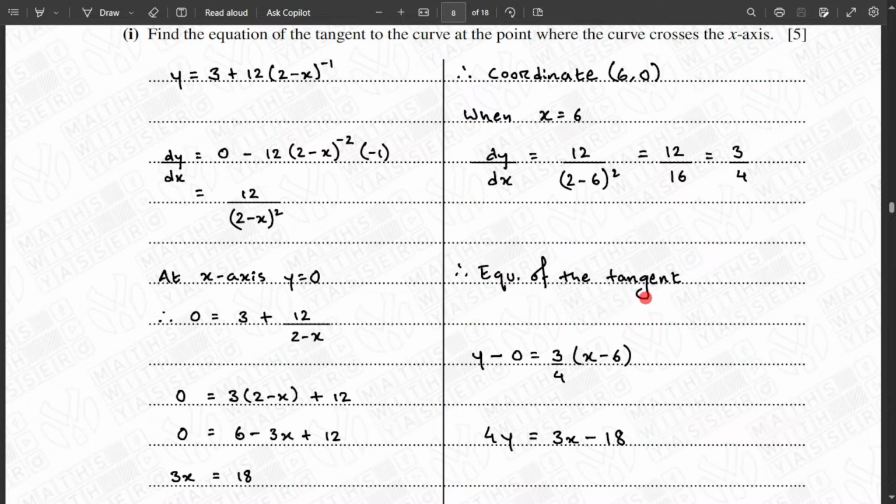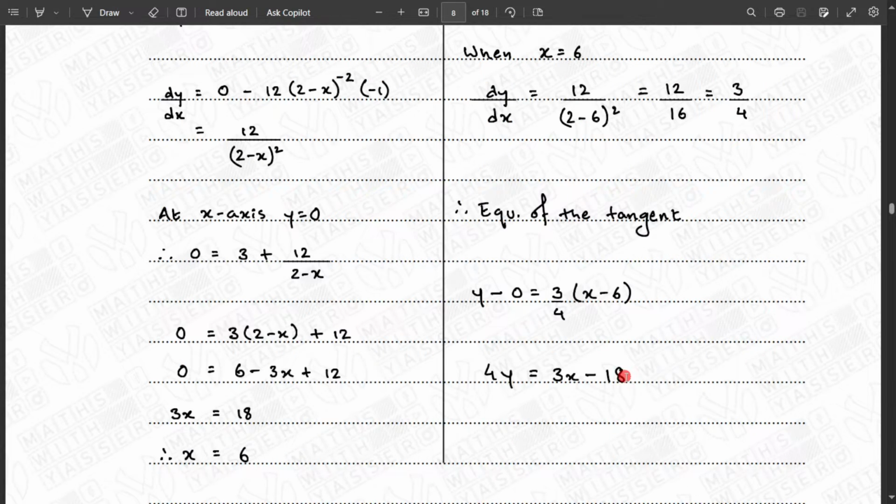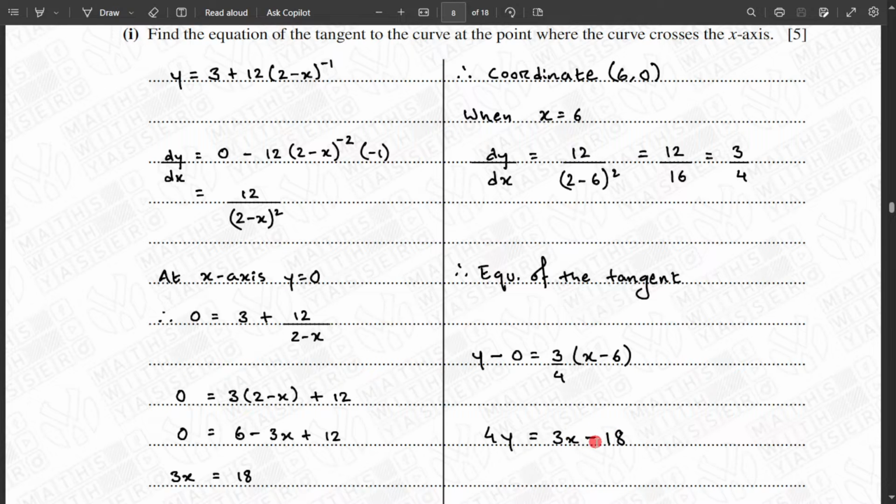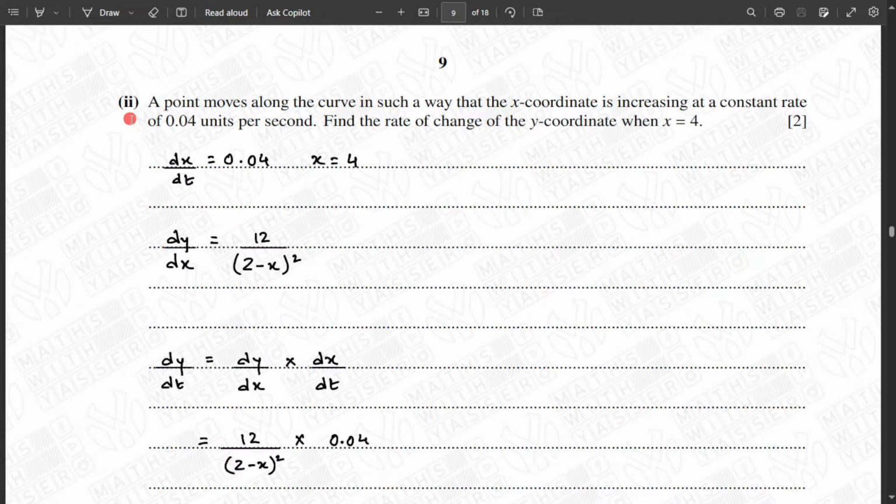So for the equation of the tangent, we can use the formula y minus y1 equals to m times (x minus x1). So over here, our y coordinate is 0 and the x coordinate is 6. And the gradient we found is 3 over 4. So y minus 0 equals to 3 over 4 times (x minus 6). So 4y is equal to 3x minus 18. And that is the equation of the tangent to the curve.